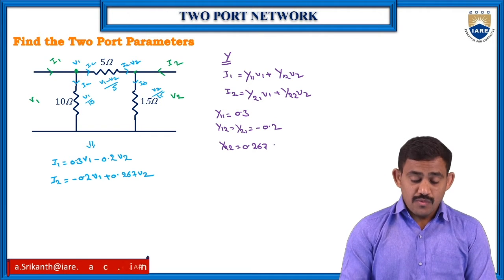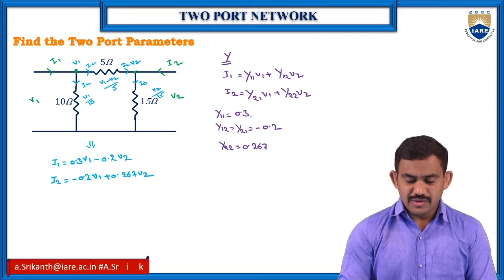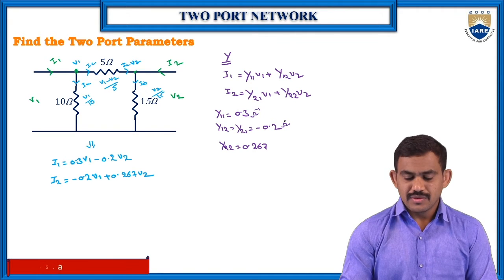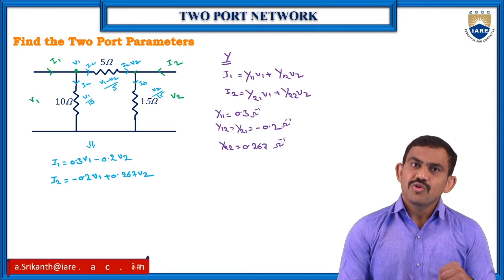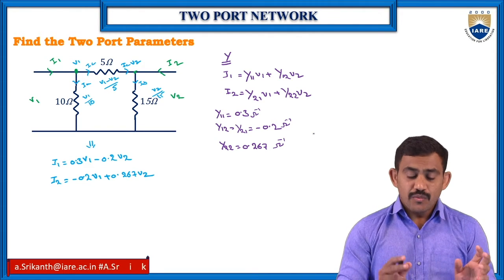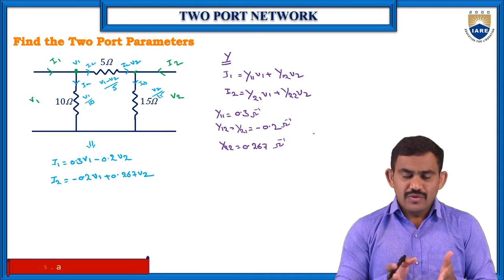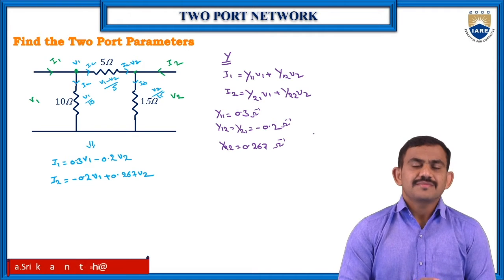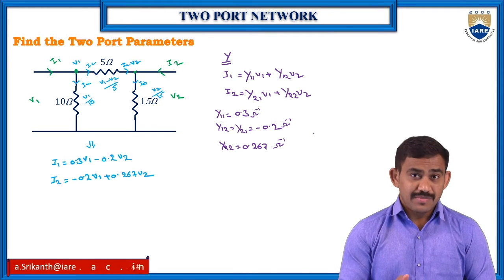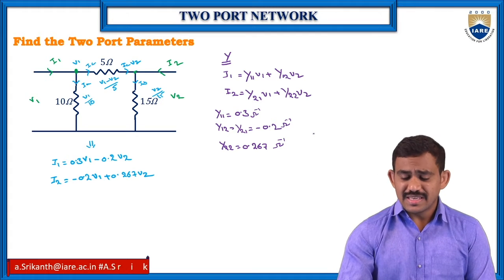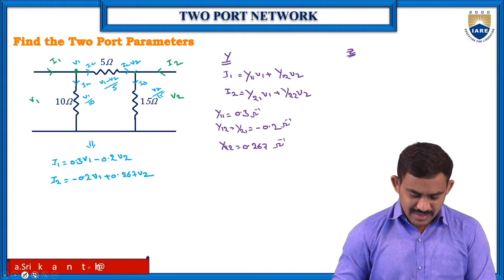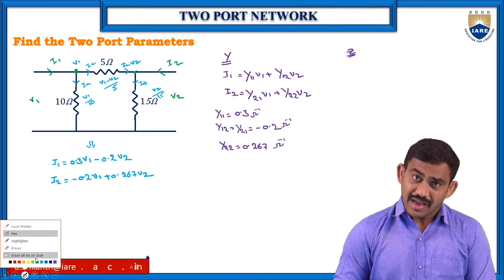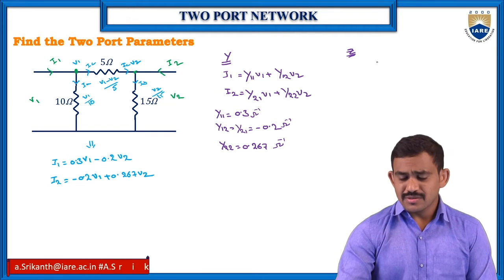So these are the Y parameters values, and the units are ohms inverse. It's admittance, not impedance. Impedance means ohms. Admittance means ohms inverse. Okay, so these are the Y parameters values. Using these Y parameters, I want to find those Z parameters values now. So what is the Z parameters equation? The Z parameters equation is the reverse of your admittance.